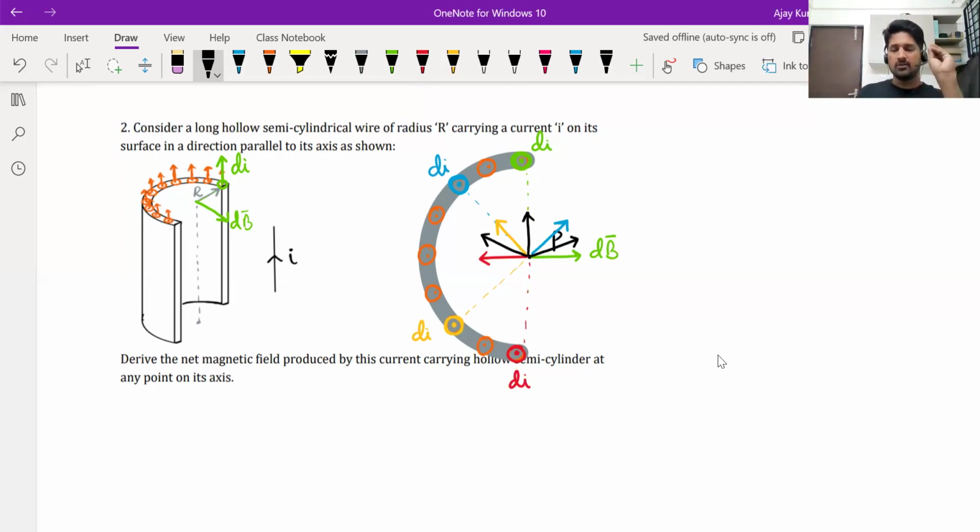Now you all visualize first. What is the direction of net field going to be? All these small magnetic fields will be of the same strength. And you know how they are directed. You imagine a bunch of magnetic fields like that. What do you think will be the resultant's direction? Yash, can you tell?